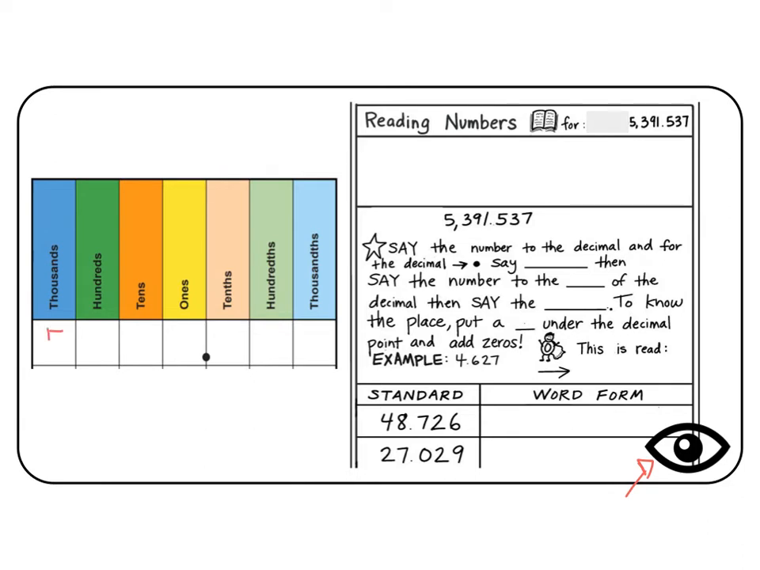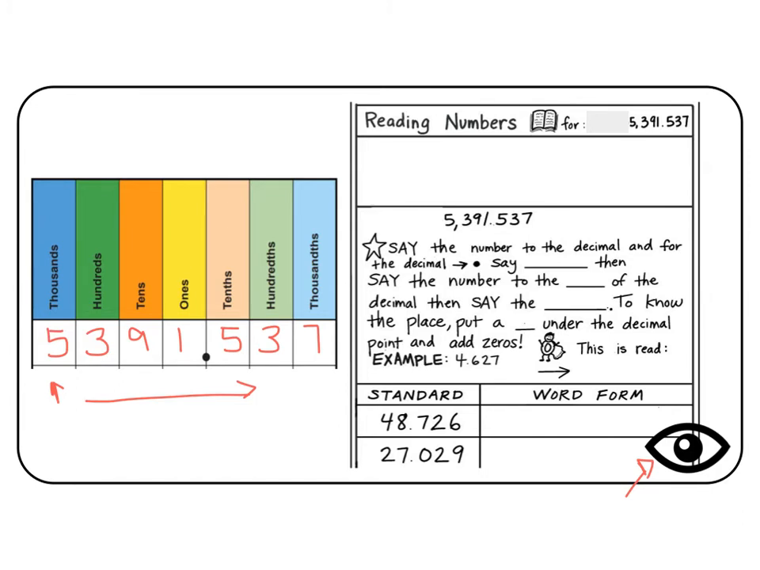The first number is a 5,000. Then 391. Then in the tenths place, we have a 5. In the hundredth place, we have a 3 and a 7. So we would read this number starting to the biggest number first and then going down the line. We would read it the same way that we would write it. So let's go ahead and write it.